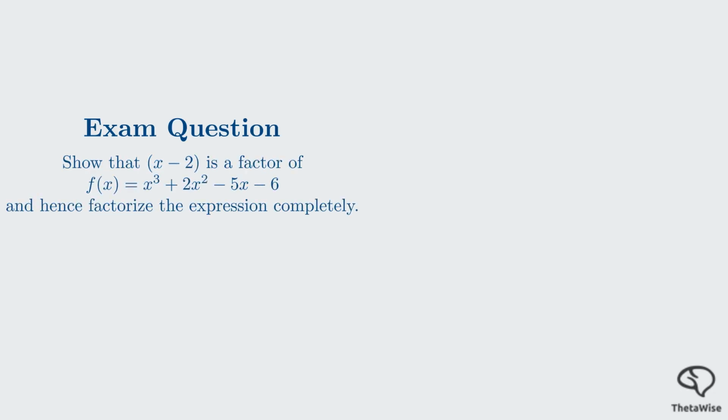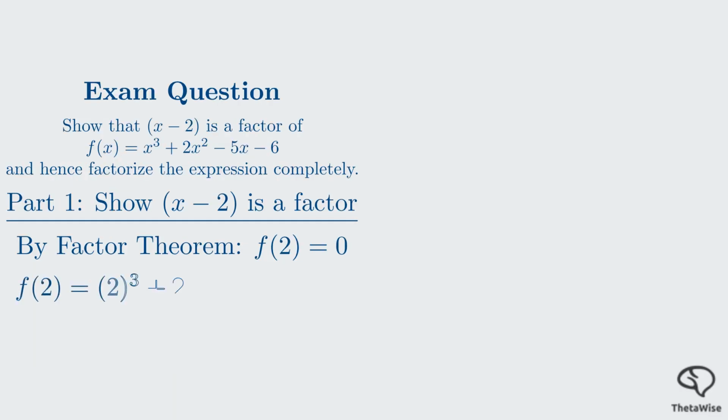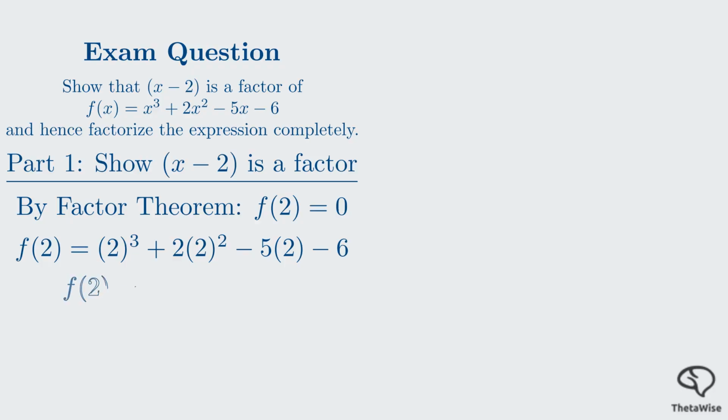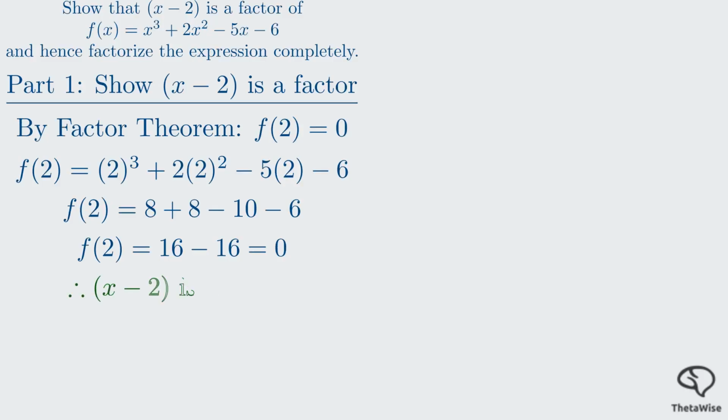Let's look at a typical Cambridge-style question. Show that x minus 2 is a factor of f of x equals x cubed plus 2x squared minus 5x minus 6, and hence factorize the expression completely. To show it is a factor, we must prove f of 2 equals 0. Substitute 2 into the function. 2 cubed is 8, 2 times 2 squared is also 8, minus 5 times 2 is 10, minus 6. 8 plus 8 is 16, and -10 minus 6 is -16. The sum is 0. Since f of 2 equals 0, x minus 2 is a factor.